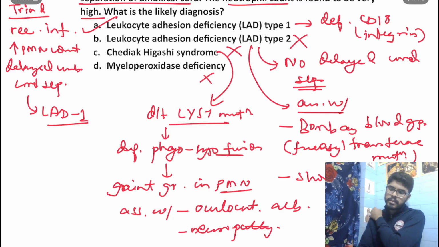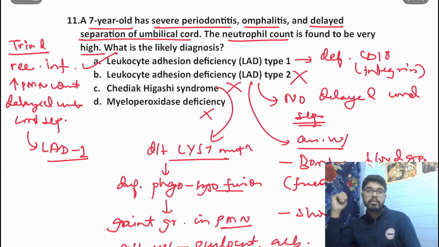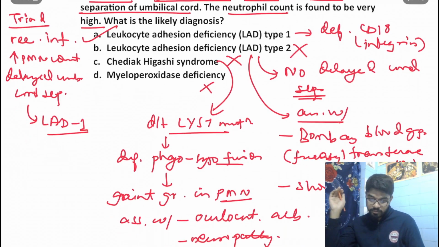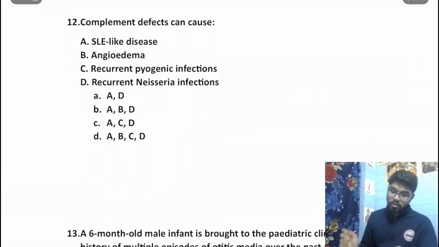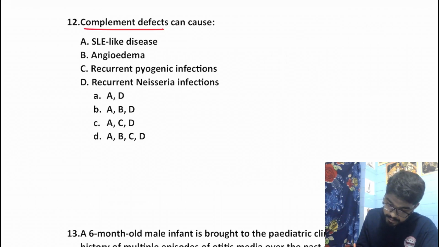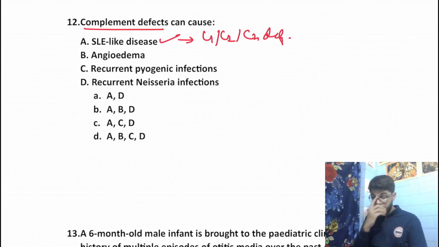And myeloperoxidase deficiency, again, this is a phagocyte involvement, not a leukocyte involvement, and we do not get any of those features in myeloperoxidase deficiency. Okay. Moving on to the next question. Complement defects can cause SLE-like disease. That's a true statement, because C1, C2 and C4 defect can cause SLE-like disease.